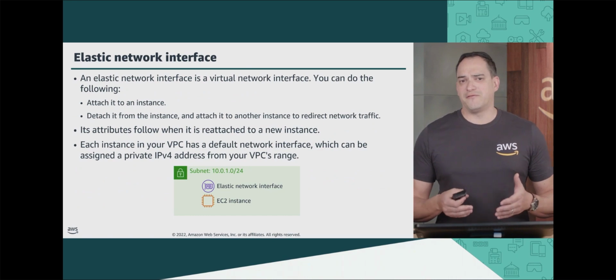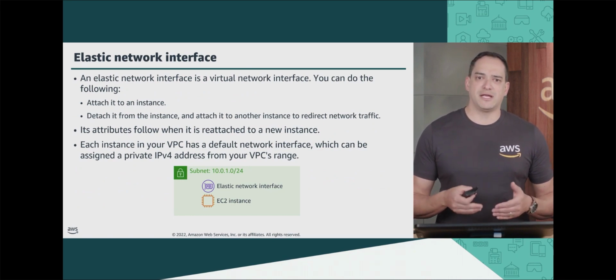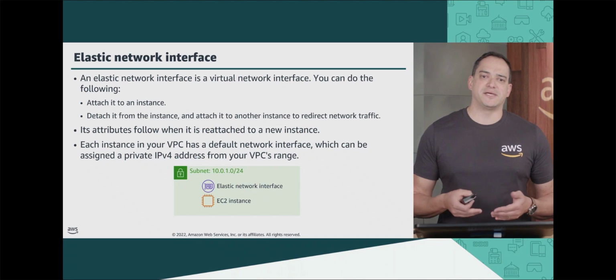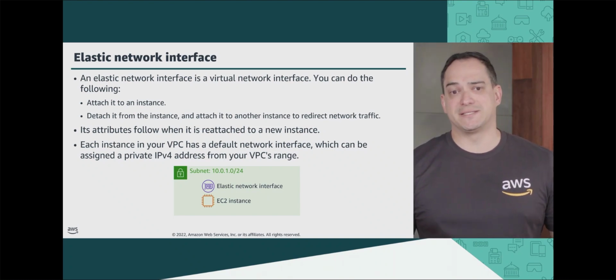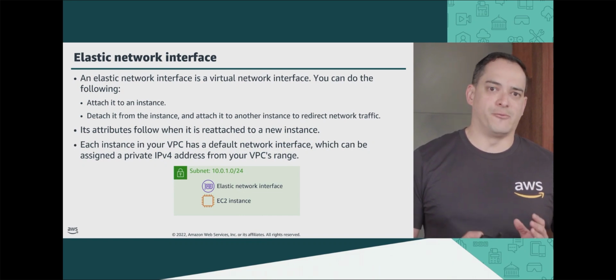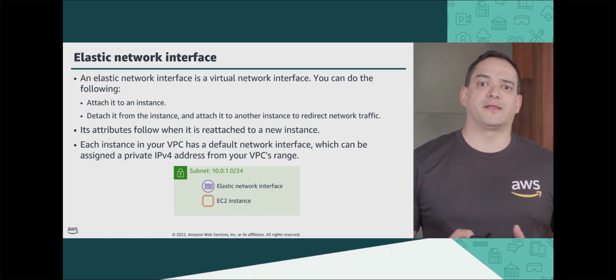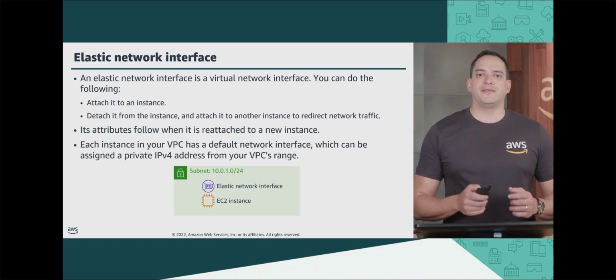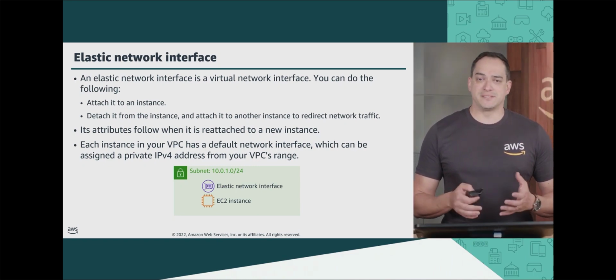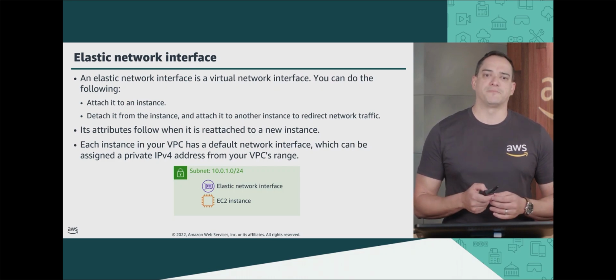An elastic network interface is a virtual network interface that you can attach or detach from an instance in a VPC. A network interface's attributes follow it when it's reattached to another instance. When you move a network interface from one instance to another, network traffic is redirected to the new instance. Each instance in your VPC has a default network interface, called the primary network interface, which can be assigned a private IPv4 address from your VPC's range. You can't detach a primary network interface from an instance, but you can create and attach an additional network interface to any instance in your VPC.